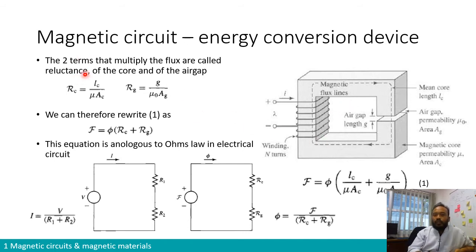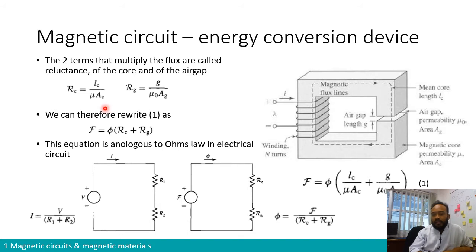The two terms in the middle that we have over here, if you look back at the equation from the previous slide, are the two terms that multiply the flux. This is multiplied by flux. This is also multiplied by flux. These two terms that multiply the flux are what we call reluctance. So we have the reluctance of the core, we call it RC, the first term, and the second term, the reluctance of the air gap.